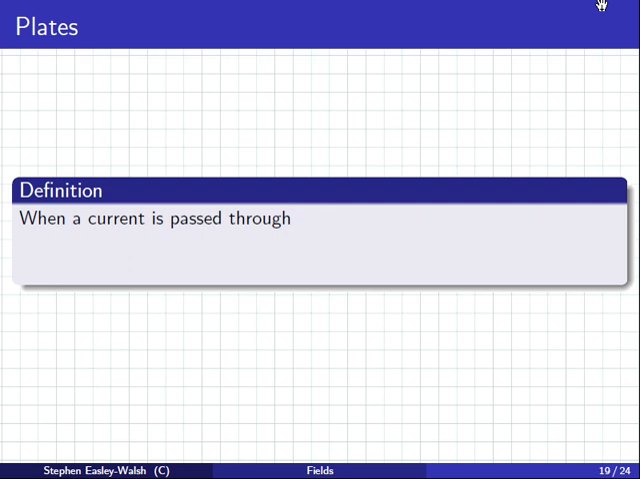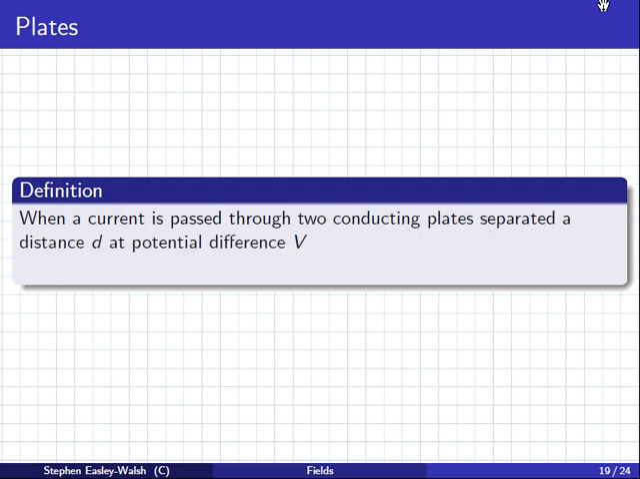When a current is passed through two conducting plates, separated at distance d with a potential voltage V, then, okay, if you go back, what diagram was the parallel plates? The last one? Yeah. We have a special formula that lets us calculate the electric field strength for these plates. Yes, you could use F over Q, but what if you don't know the F and you don't know the Q? Well, we have this formula. The electric field strength in the parallel plates is V over D.